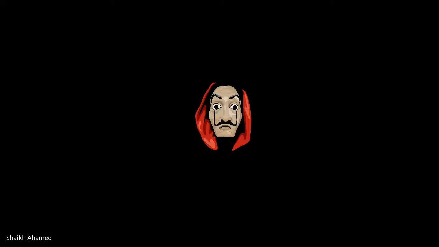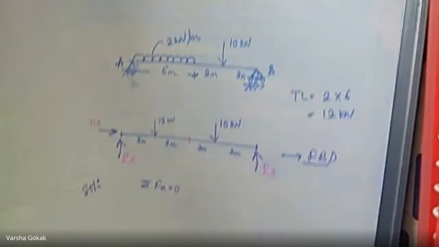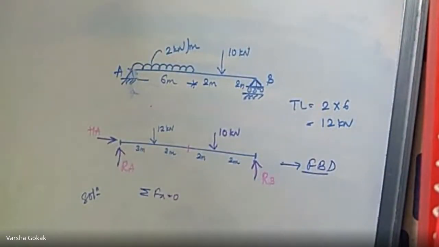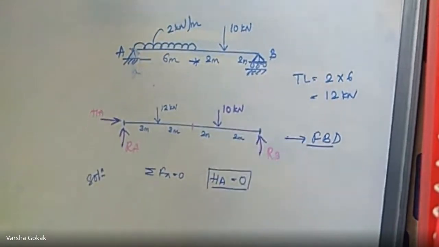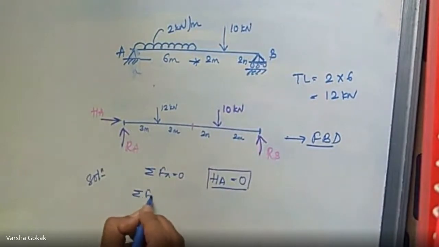Fx. So I'll say summation Fx equal to 0. How many horizontal forces are there in this free body diagram? Only one, that is HA. Nothing else is present, so it is equal to 0. So the HA value is 0. Okay. Let us go to the next equation.